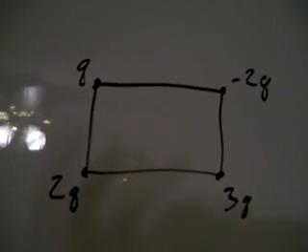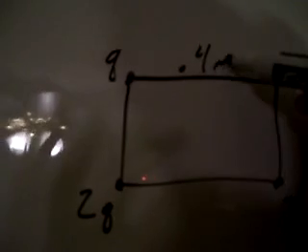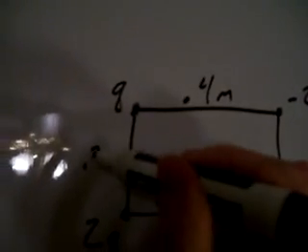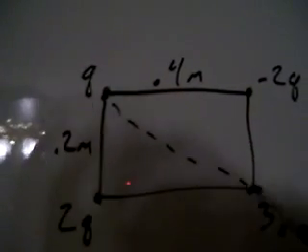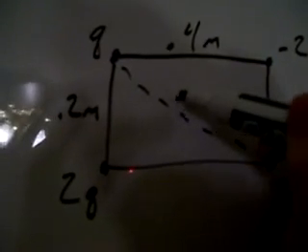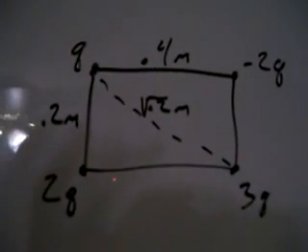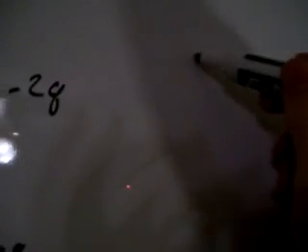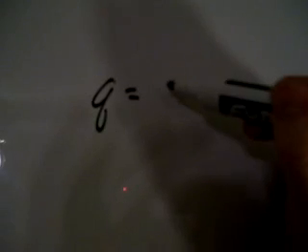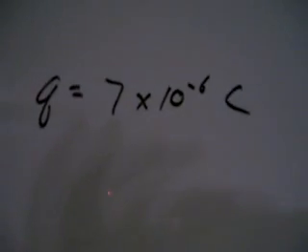I'm going to convert the centimeters right off the bat to meters, because that's how we like to do everything. This is 0.4 meters. This is 0.2 meters. And from that we can get that this diagonal is the square root of 0.2 meters. That's for future reference. We also know that Q is equal to 7 times 10 to the negative 6 coulombs.